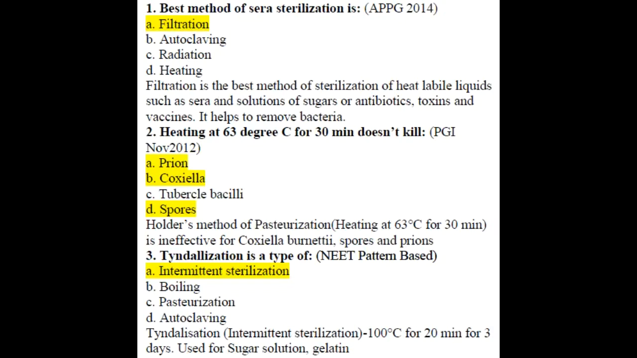Best method for serum sterilization is filtration. Heating at 63 degrees Celsius for 30 minutes does not kill. This is pasteurization. Pasteurization is ineffective for Coxiella burnetii, prions and spores. Tyndallization is a type of intermittent sterilization.